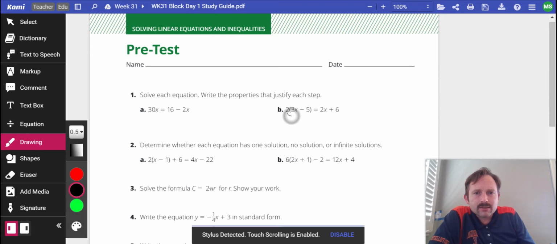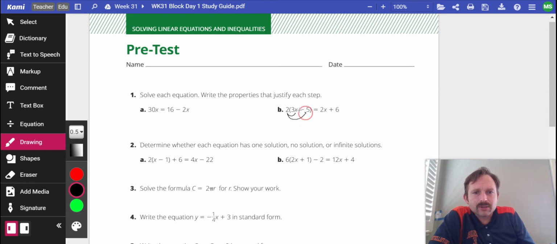So we've already done this previously. So I'm going to go over here and I'm going to multiply the 2 to the 3x. I'm going to use the distributive property. So distributive property. So 2 times 3x is 6x. 2 times minus 5 is minus 10, is equal to 2x plus 6.